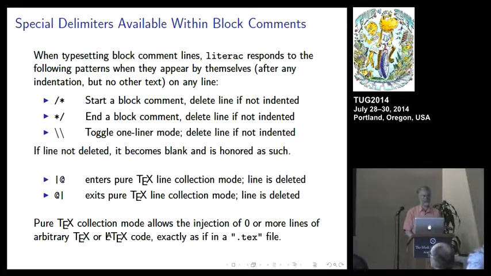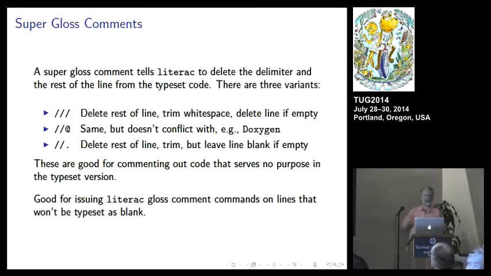So three slashes in a row means the comment is gone from your Typeset version, or two slashes and an asterisk is the same, but it doesn't conflict with, say, Doxygen. Or if you want it to remain a blank line and there's nothing else on the line, you can use a pair of backslashes and a dot.